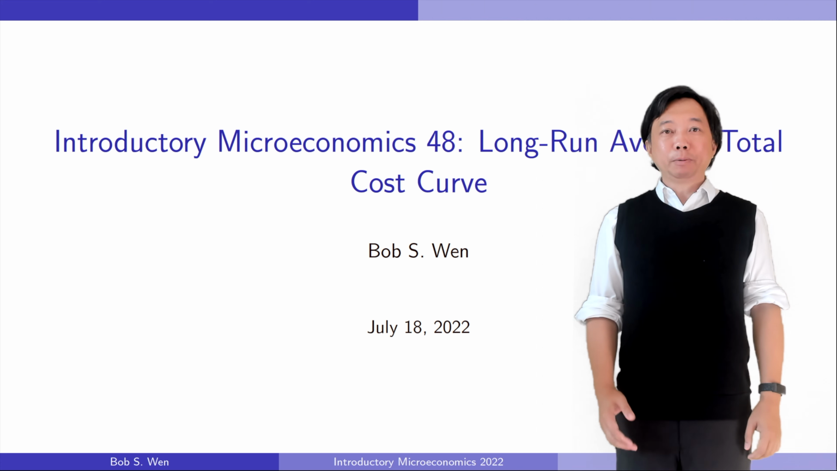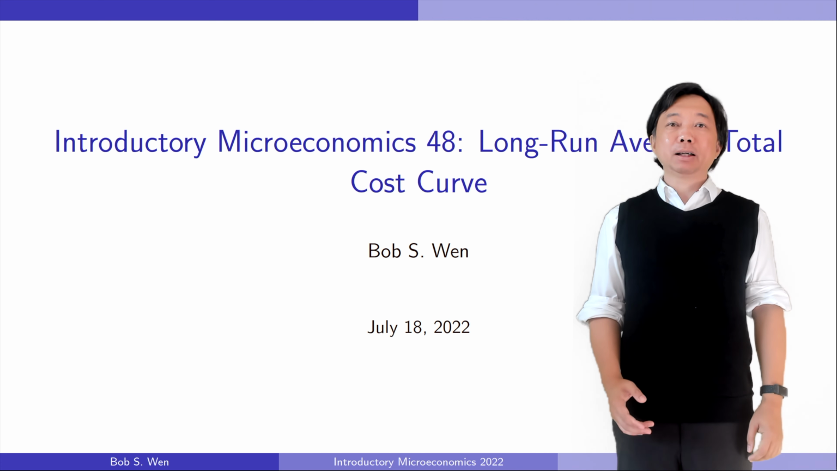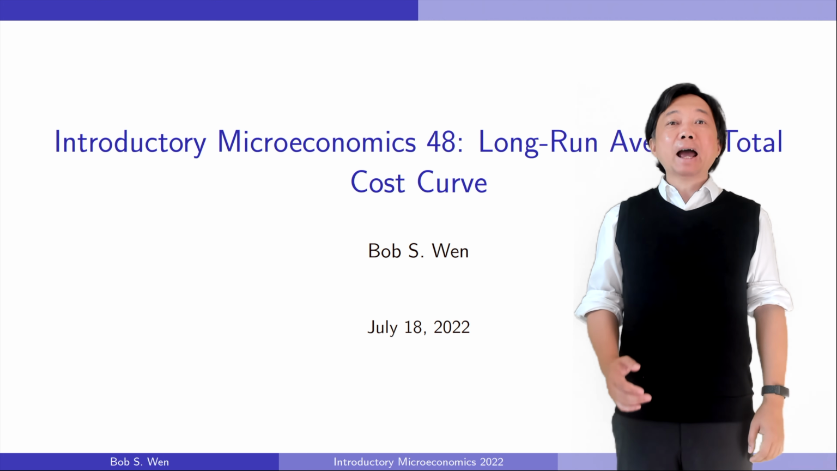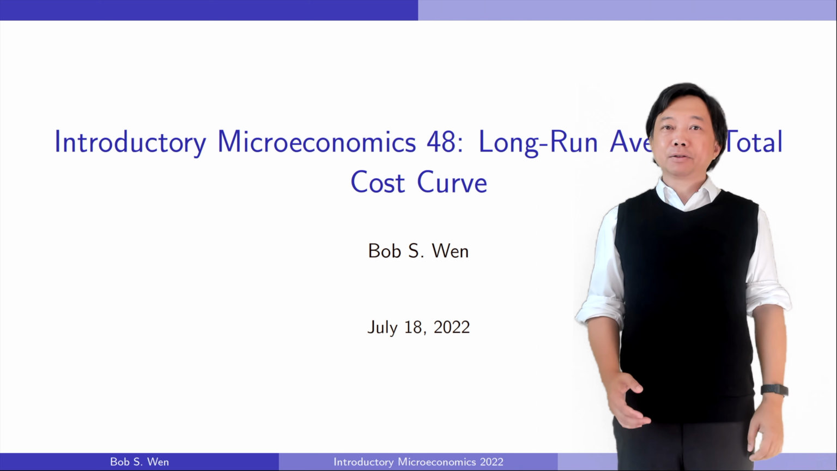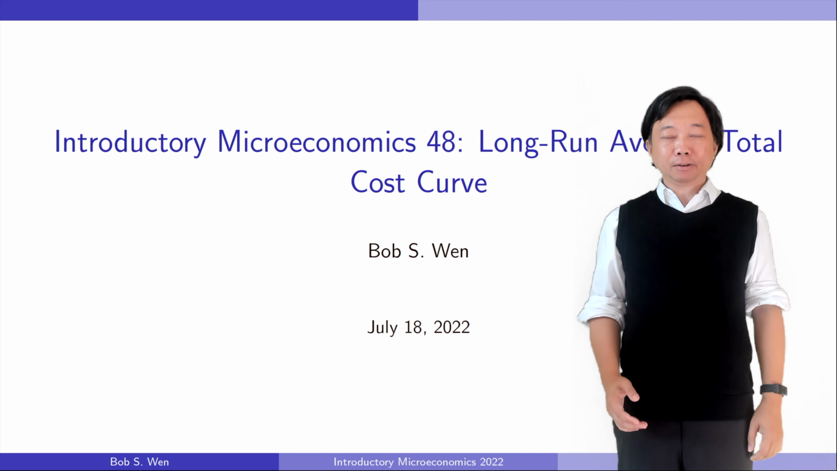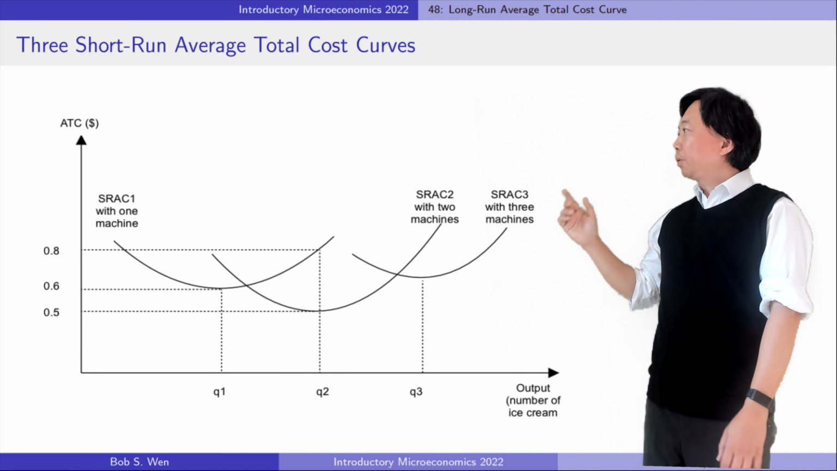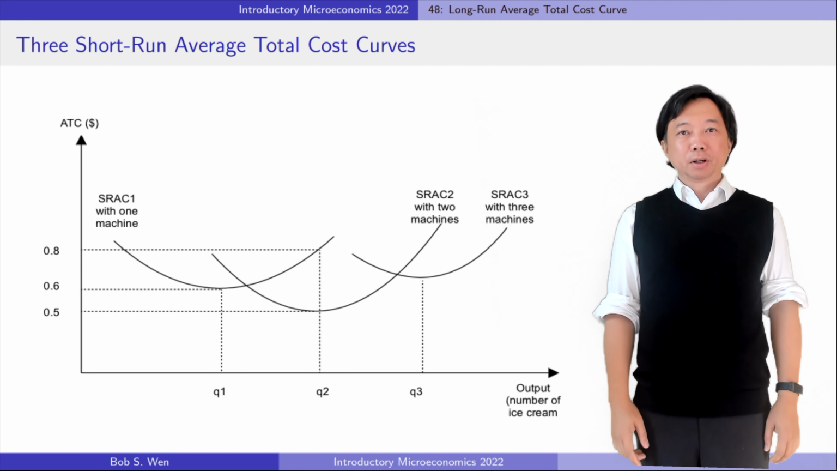Because the ice cream firm can only change labor in the short run but can vary all inputs in the long run, its long-run average cost is always equal to or less than the short-run average cost. This graph shows how short-run cost and long-run cost are related.